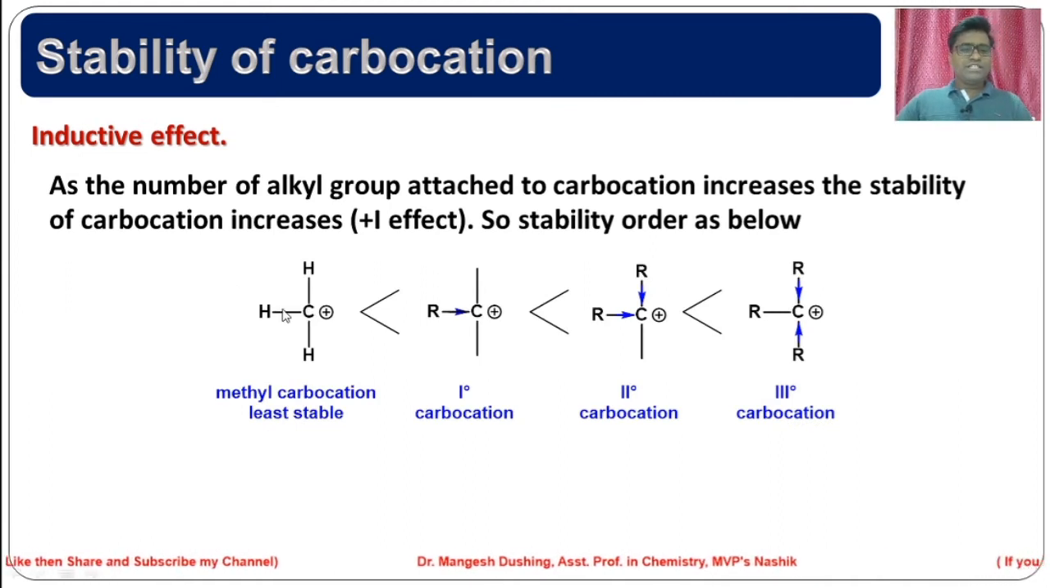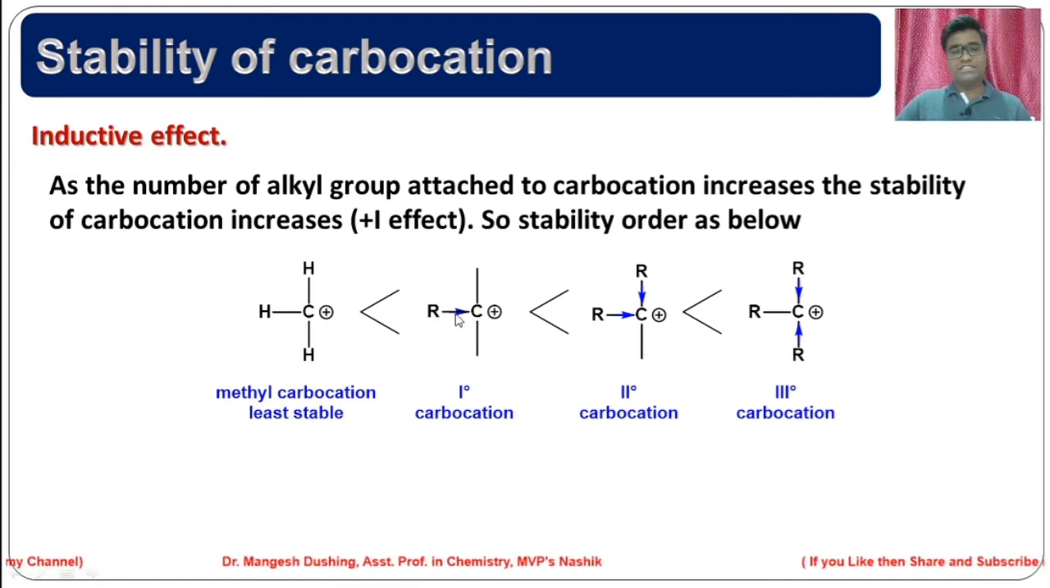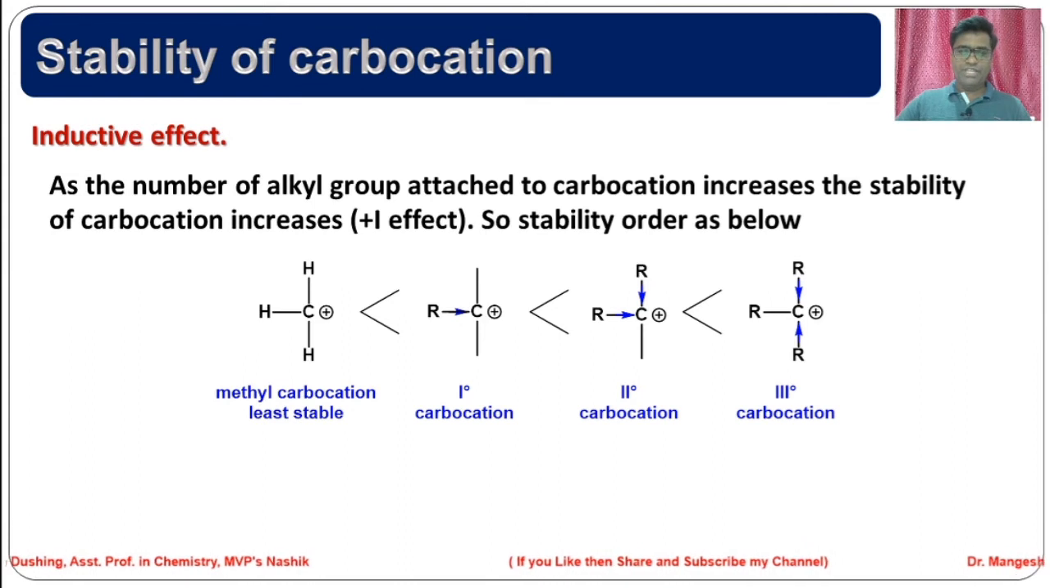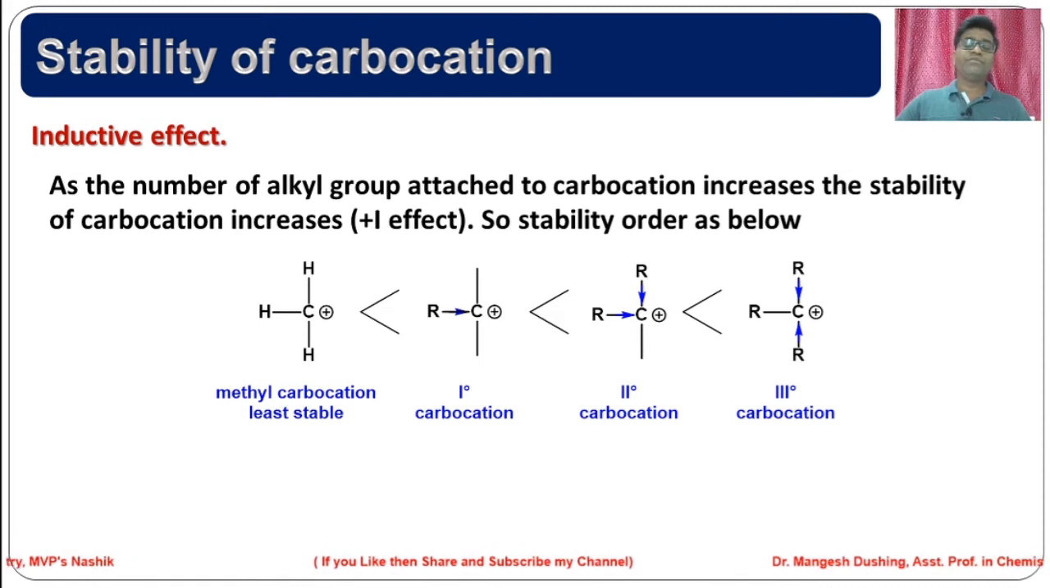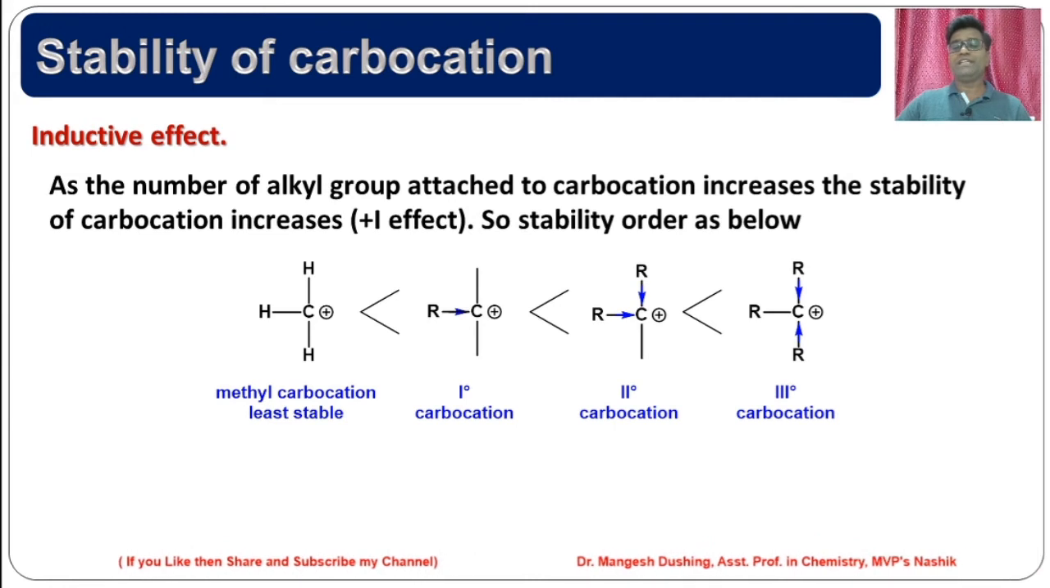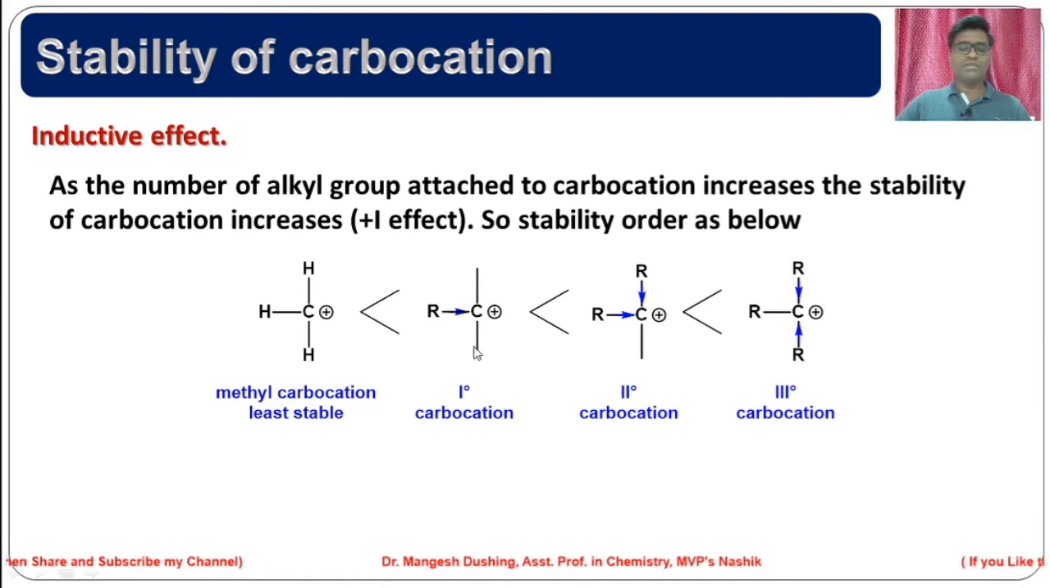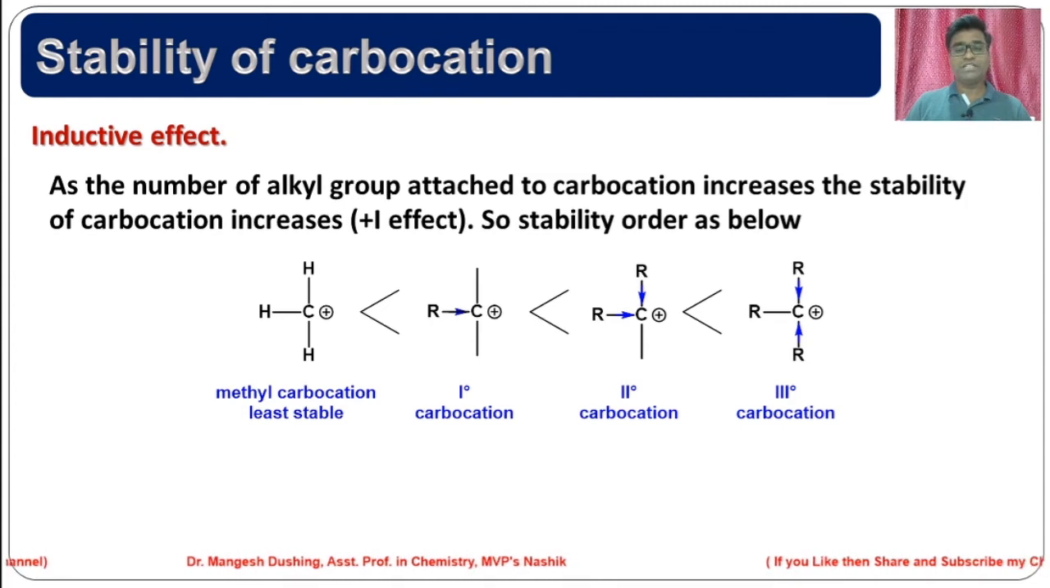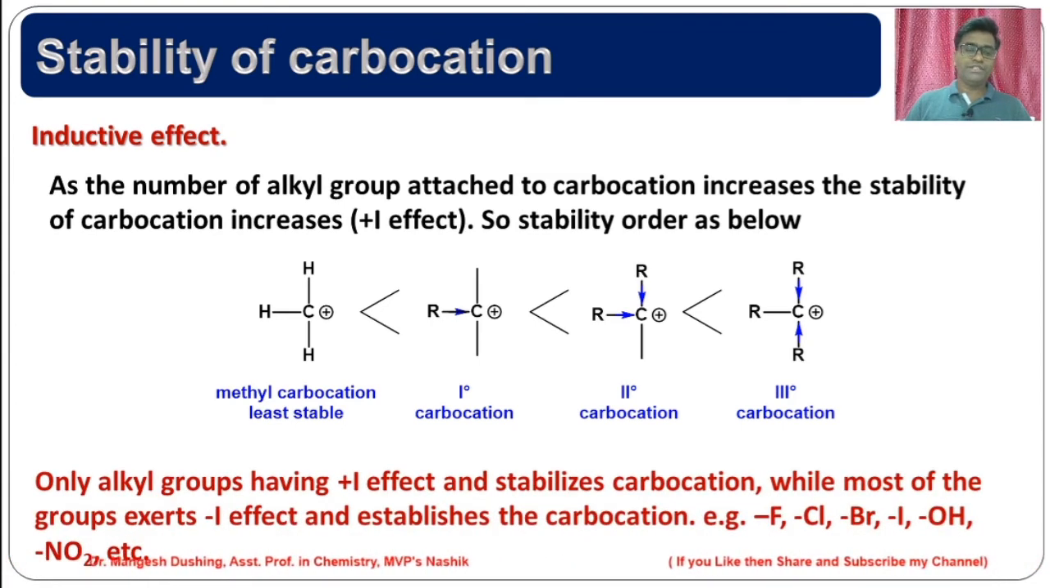Methyl carbocation has no R group, so that is very less stable. If there is a primary carbocation, then there is one R group that has a plus I effect that stabilizes the carbocation by dispersal of the charge. As the number of R groups increases, the plus I effect, that is electron donating inductive effect, will increase. So the stability of the carbocation will increase. That's why tertiary carbocation is more stable than secondary, than primary, than methyl carbocation. So methyl carbocation is the least stable, while tertiary carbocation is the most stable carbocation.